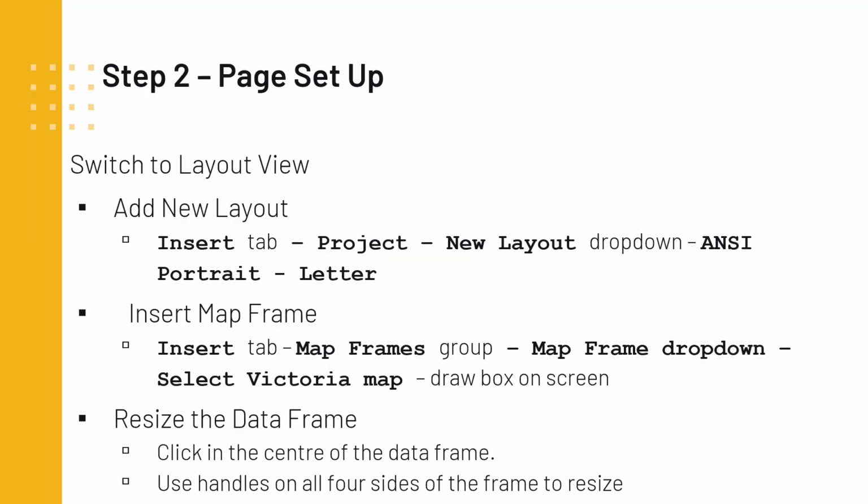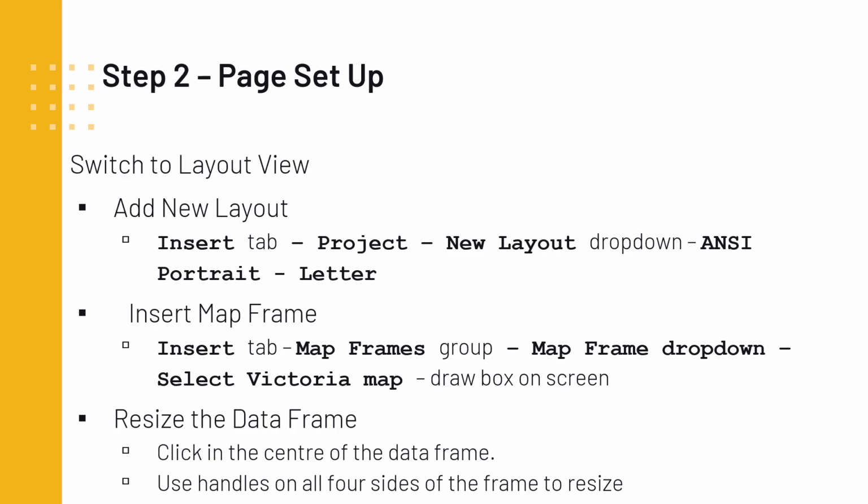So how do you set the page orientation in ArcGIS Pro? You need to switch to the layout view. To do this, first you need to add a layout. To add a new layout, go to the Insert tab. Under the project group, choose New Layout drop-down, and from that drop-down, select ANSI Portrait Letter. So Victoria is more up and down than it is wide, so we want a portrait style.